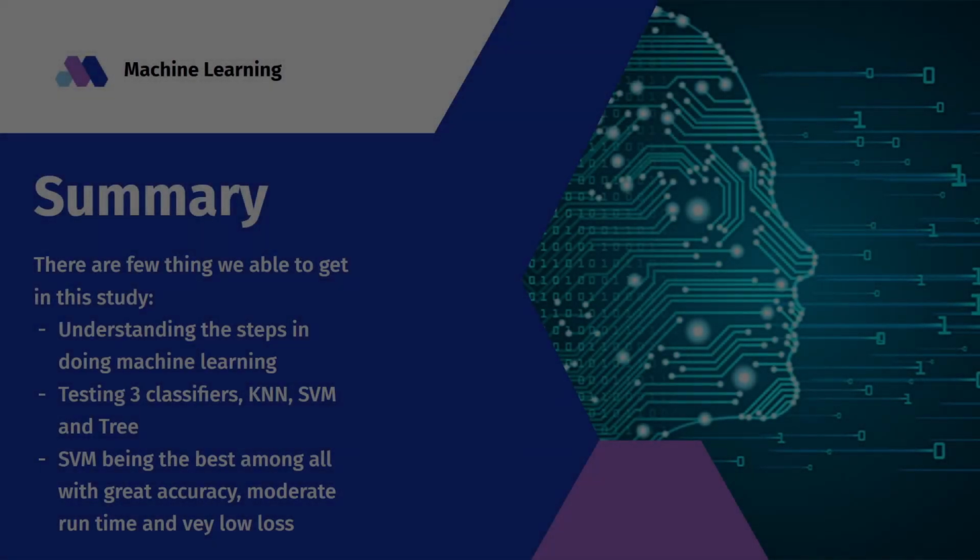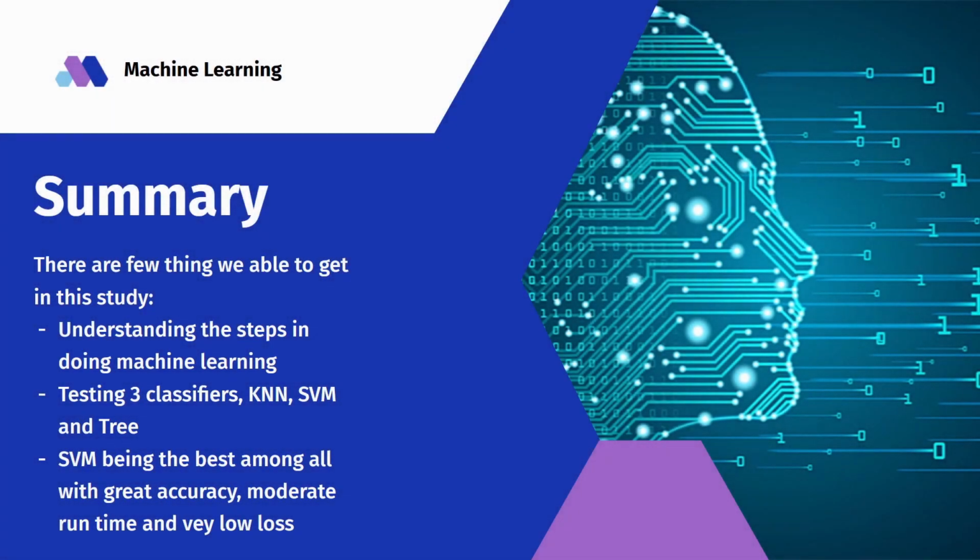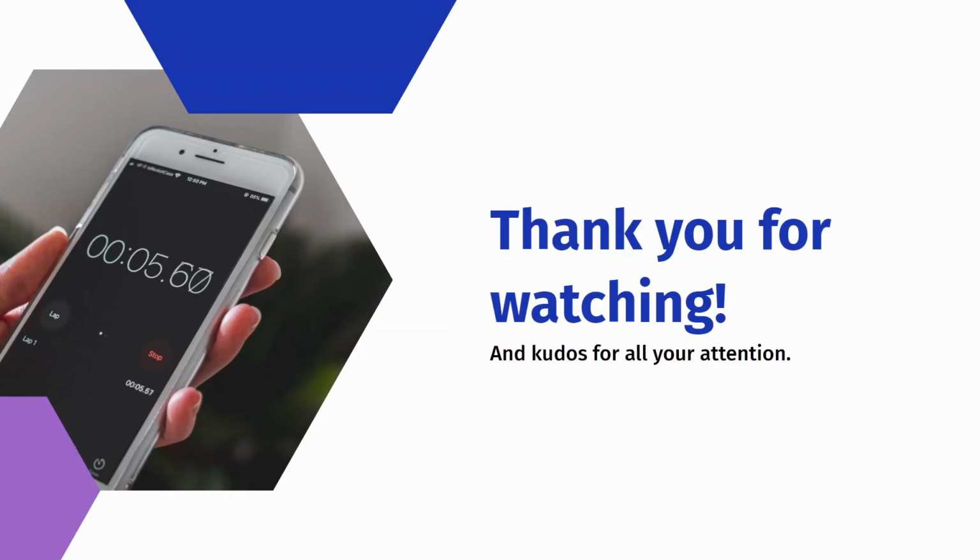Last but not least is the conclusion, where from this study, we are able to understand the steps in doing machine learning, such as pre-processing and feature selection, where we used HOG in this study. We are also able to test three classifiers that we chose, which are KNN, SVM, and decision tree. From the results of our testing of the three classifiers, we found that SVM is the best among the three because it has great accuracy, moderate runtime, and very low loss. That's all from us. Thank you.